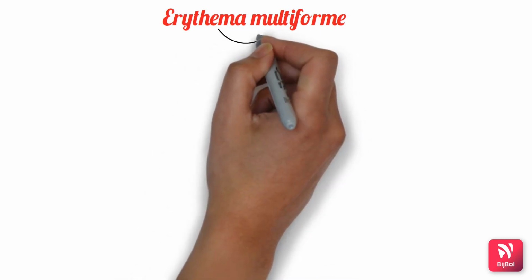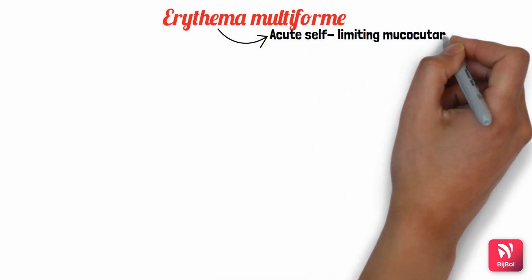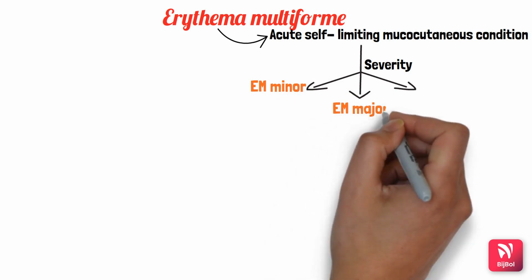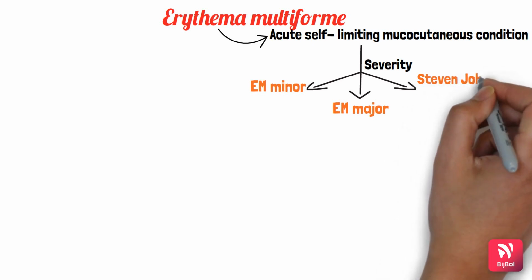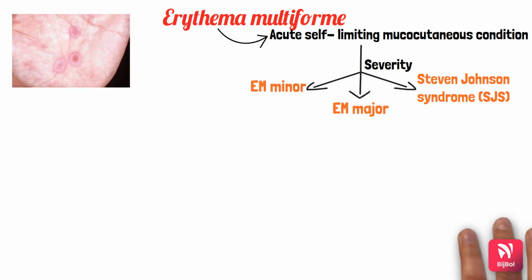So the basic presentation: erythema multiforme is an acute self-limiting condition which affects both mucous membrane as well as skin. So it is a mucocutaneous condition which is self-limiting, that is, it heals by itself. Erythema multiforme is divided into 3 types depending upon the severity of the lesion, wherein the mild form is called erythema multiforme minor, followed by erythema multiforme major, and the severe form is Stevens-Johnson syndrome.